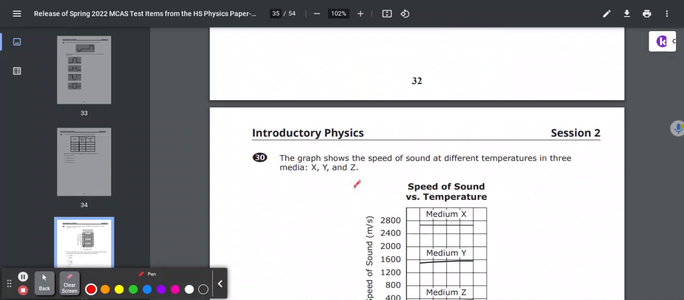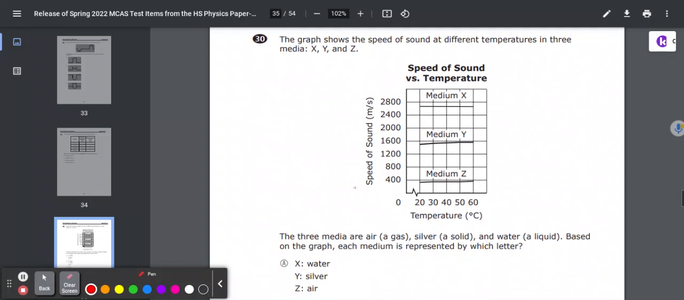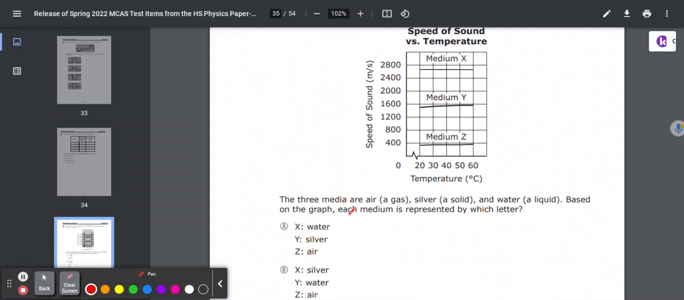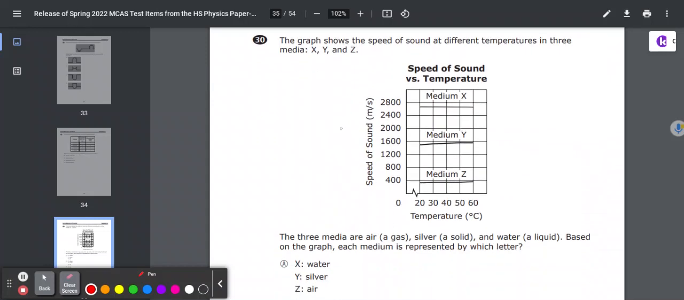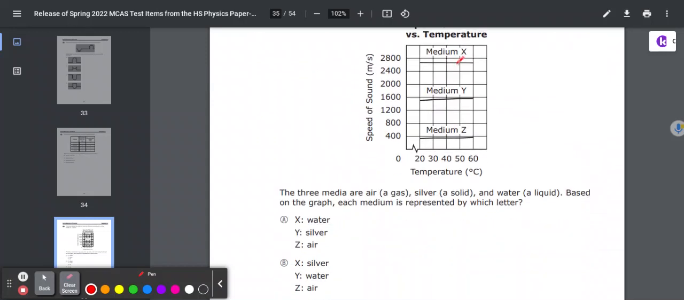30. The graph shows the speed of sound at different temperatures in 3 media. We have to base our answer on the graph. If you know that the speed of sound increases as density increases, then by this assumption medium X should be the densest, silver. Medium Y should be less dense, water, a liquid, and medium Z should be the least dense of the 3, a gas. So silver, water, air. So answer choice B.